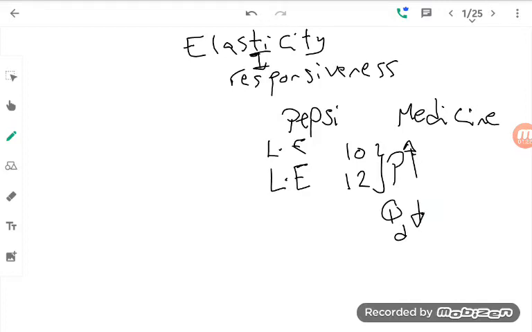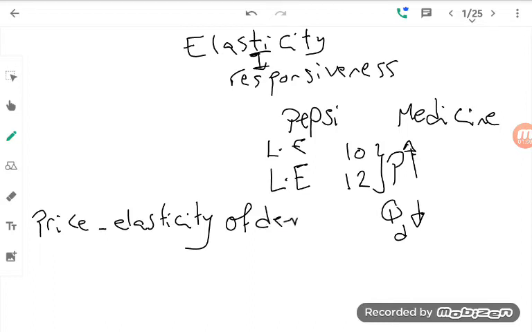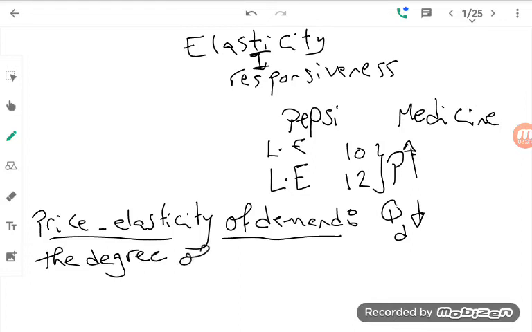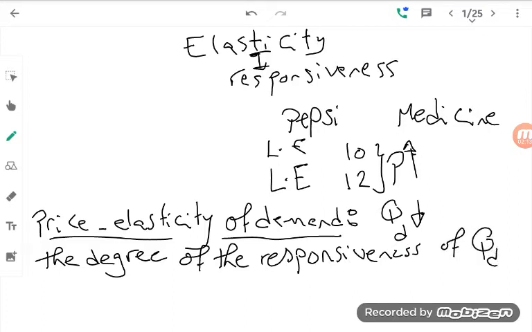But do you think your response, your action in both cases is going to be the same? Of course not. Your response is the degree of responsiveness. So this is known as price elasticity of demand, which is defined as the degree of the responsiveness of quantity demanded due to a change in price.